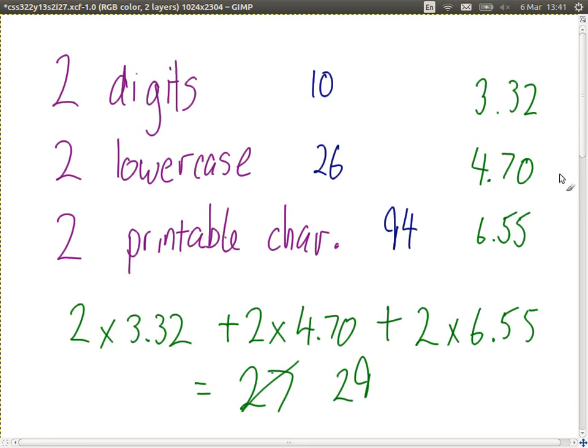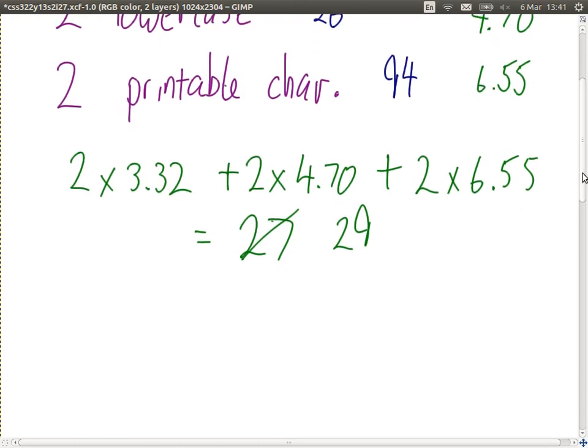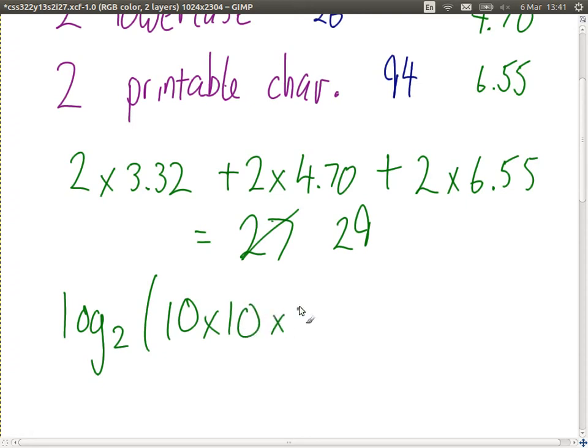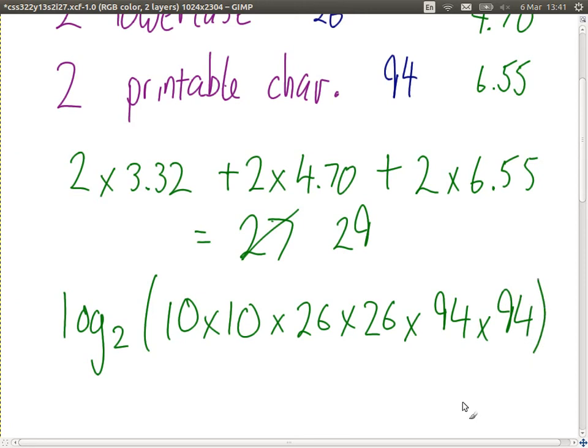If you wanted to do it the long way, it would be log base 2 of first a digit of 10 characters by another 10 digits, 26 for the 2 English lowercase letters, and 94 times 94. If you calculate that, I think you also get 29, or approximately 29. It's the same math, just calculated differently.